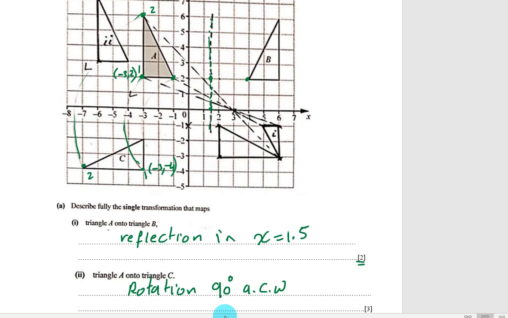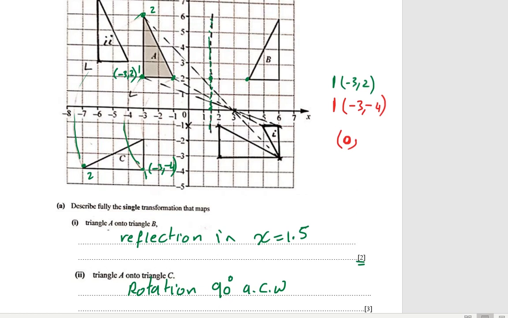Okay, follow me. The center of the rotation will equal to, now I have point one before rotation, -3 and 2. Point one after rotation is -3, -4. So there is no change in the x coordinate. So the first coordinate of the center of rotation will be -3.